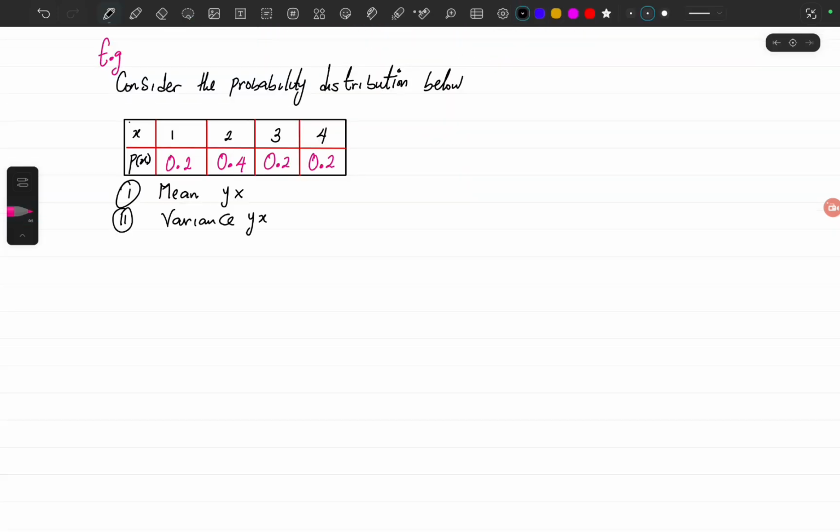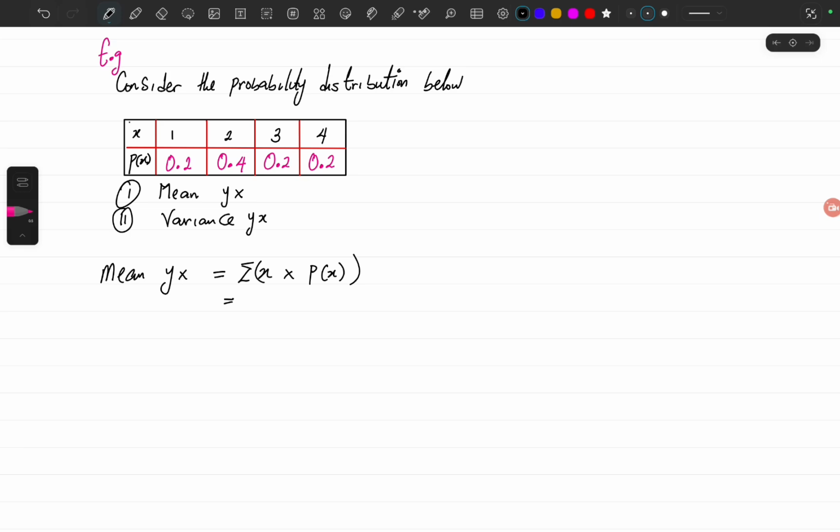So in this part of the question, we are told to consider the following distribution below, and here you have the distribution 1, 2, 3, 4, and then you have the probability distribution also given straight away. We have to find the mean of x. So we know that the mean of x is going to be x multiplied by the probability distribution of x, and that in fact will be the summation.